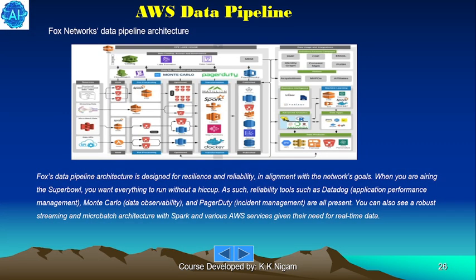Fox Networks data pipeline architecture. Fox's data pipeline architecture is designed for resilience and reliability in alignment with the network's goals. When you are airing the Super Bowl, you want everything to run without a hiccup. As such, reliability tools such as Datadog application performance management, Monte Carlo data observability, and PagerDuty incident management are all present. You can also see a robust streaming and micro batch architecture with Spark and various AWS services, given their need for real-time data.